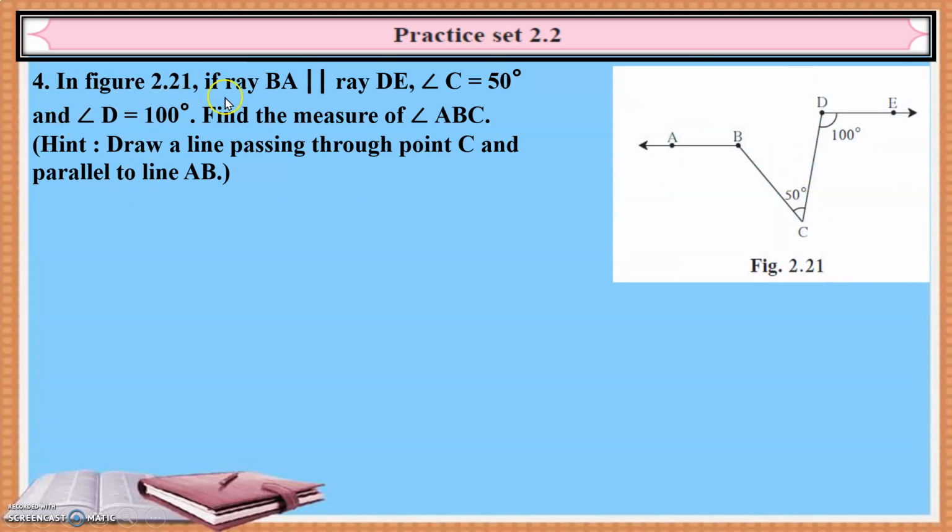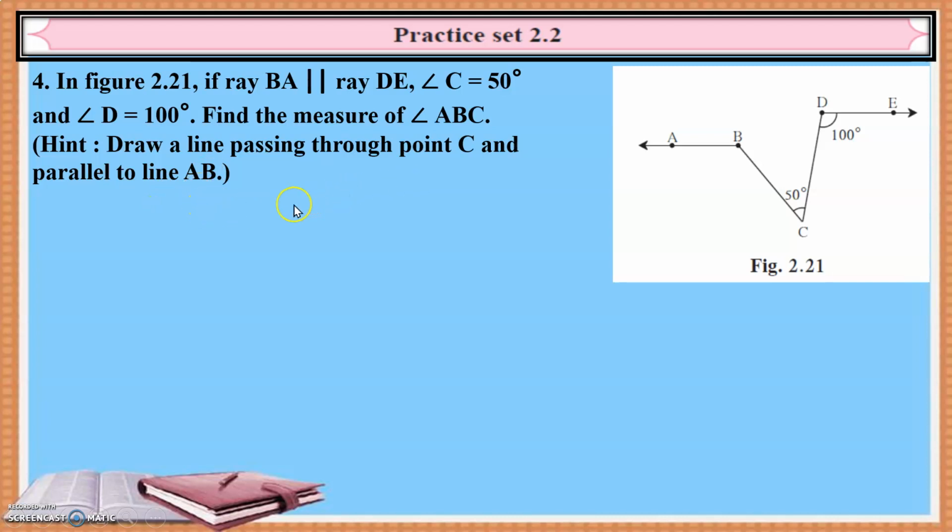In figure 2.21, if ray BA is parallel to DE and angle C is 50 degrees and angle D is 100 degrees, find the measure of angle ABC. The hint is also provided in the question here that you have to draw a line passing through point C and parallel to line AB. Now the hint may be given in the exam, may not be given. So accordingly you will have to write the solution.